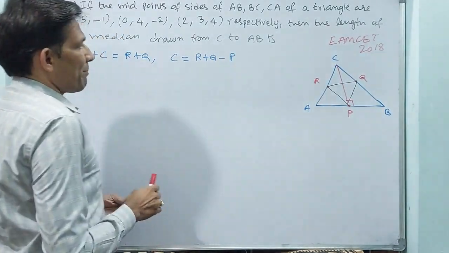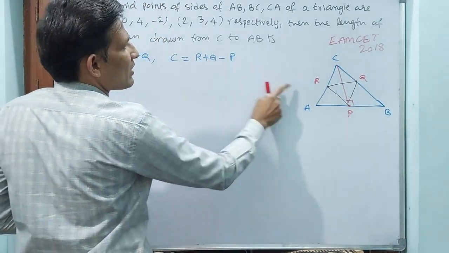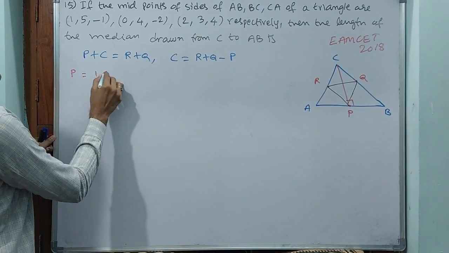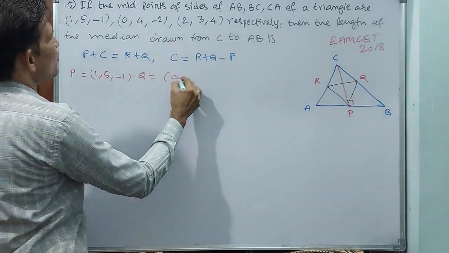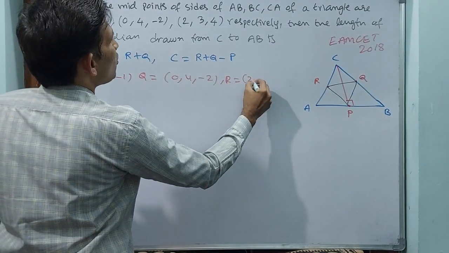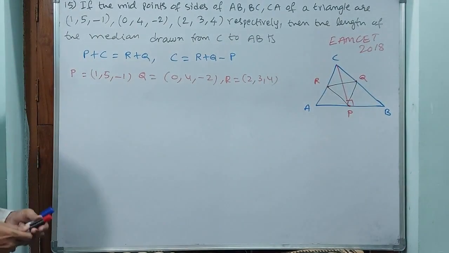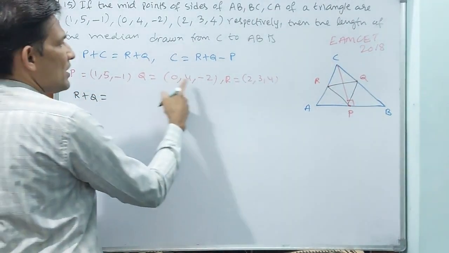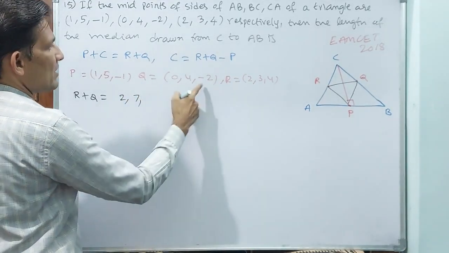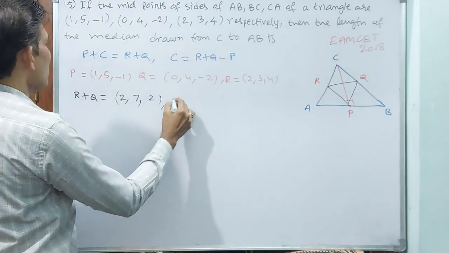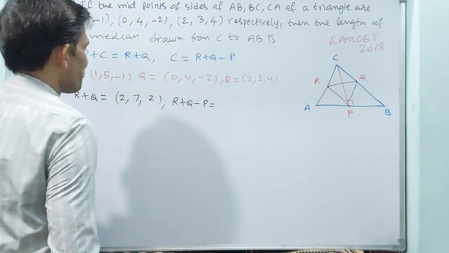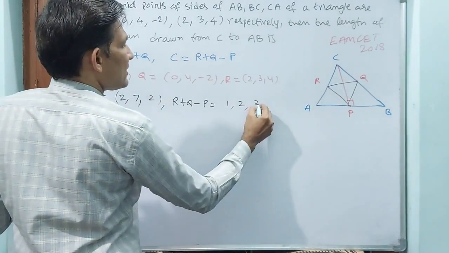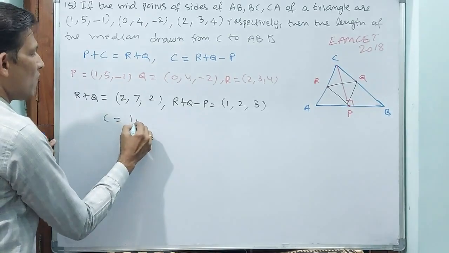P means what? In between. This we will take afterwards. R means CA, respectively the third one. Write down: let P is equal to (1, 5, minus 1), Q is equal to (0, 4, minus 2), R is equal to (2, 3, 4), but you require C. See what I am writing. R plus Q is equal to (0 plus 2, 2), (4 plus 3, 7), (minus 2 plus 4, 2). Now R plus Q minus P is equal to (2 minus 1, 1), (7 minus 5, 2), (2 minus minus 1, 3): 1, 2, 3 will come. That means your C will be (1, 2, 3).